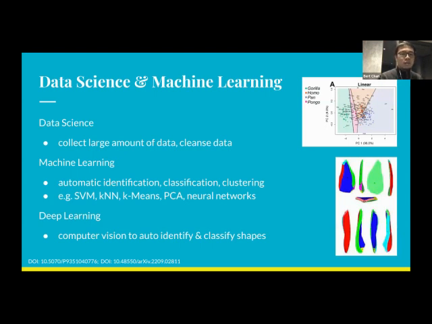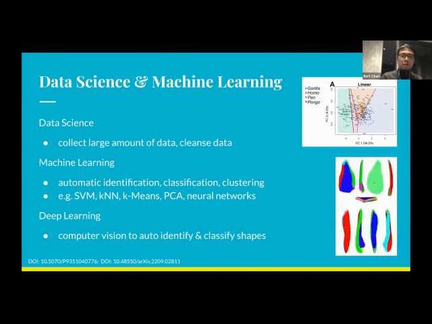About data science, the idea is to collect a large amount of data, and the hard work is to cleanse those data so that it's easier for further analysis. And those data can be fed into machine learning or deep learning algorithms in a computer. And they can be used to automatically identify, classify, or cluster those data. Like in this diagram, some study used k-means clustering to identify some clusters of ape data.